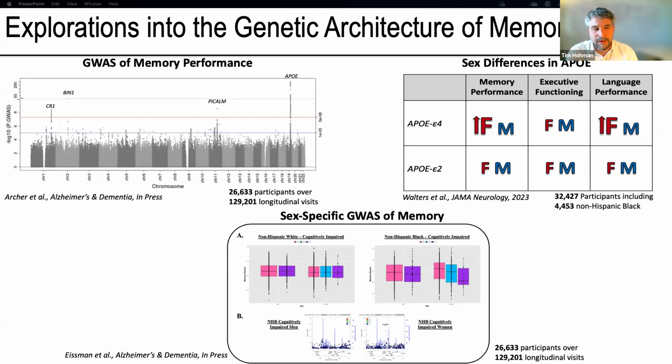in memory performance. So this GWAS identified 4 known loci for Alzheimer's disease and was a nice proof of concept that these endophenotypes are very effective in identifying genetic markers that we know are relevant to dementia.